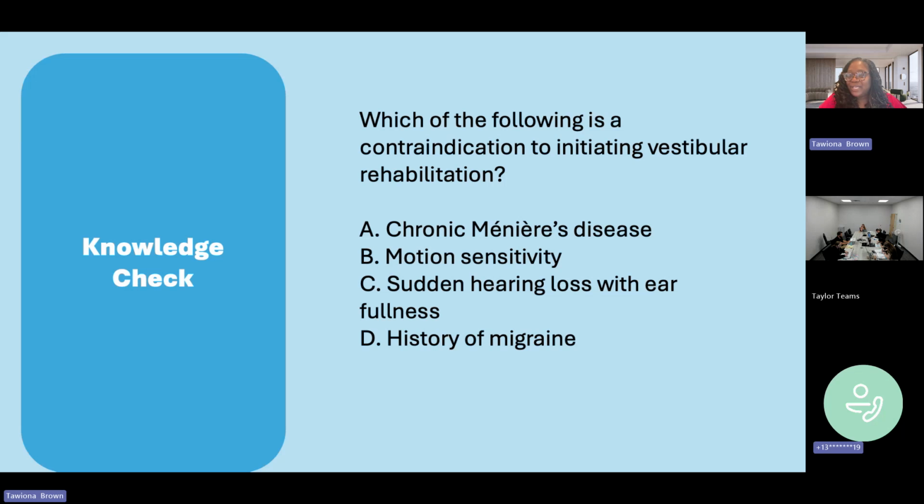Let's talk about contraindications because we're always having to talk about safety at some point or other. Just take a look at this question. Which of the following do you think is a contraindication to initiating vestibular rehabilitation? All of the above?